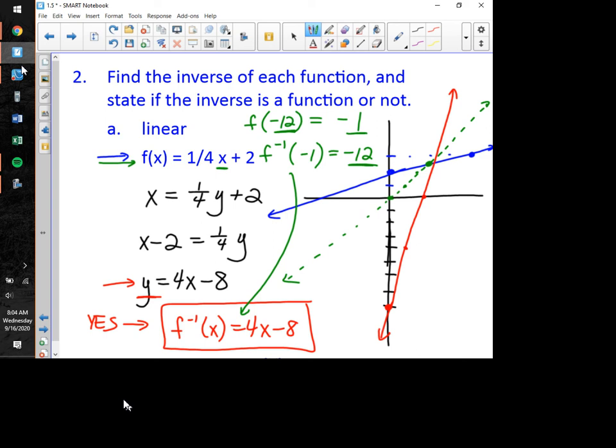This is what happens with inverses, everybody. We chose negative 12, but no matter what value you choose as the input into f, if you take that output and now treat it as input into f inverse, you're going to get the exact same value that you started with. That'll happen every single time.